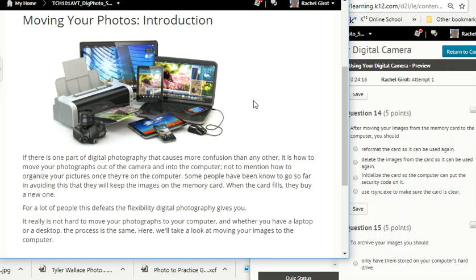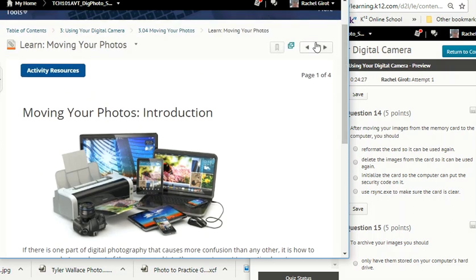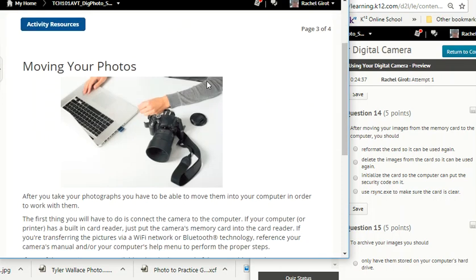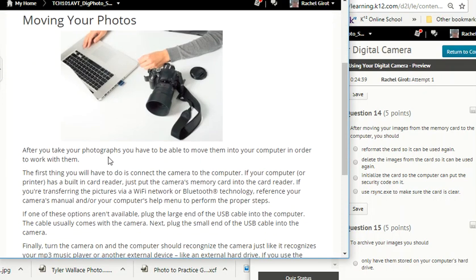It really is not hard to move your photographs to your computer. And whether you have a laptop or a desktop, the process is the same. Here, we'll take a look at moving your images to the computer. Transfer your images from your camera to your computer. Locate your transferred images on your computer. Moving your photos. After you take your photographs, you have to be able to move them into your computer in order to work with them.